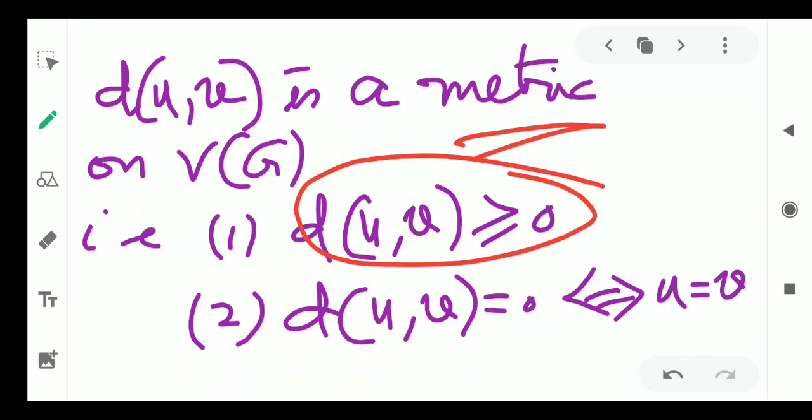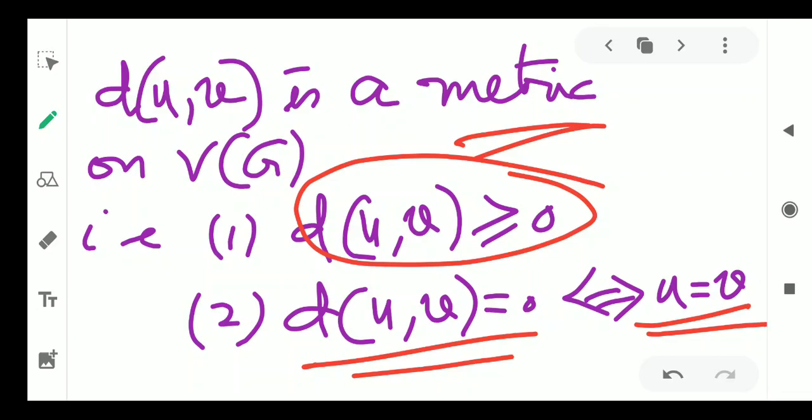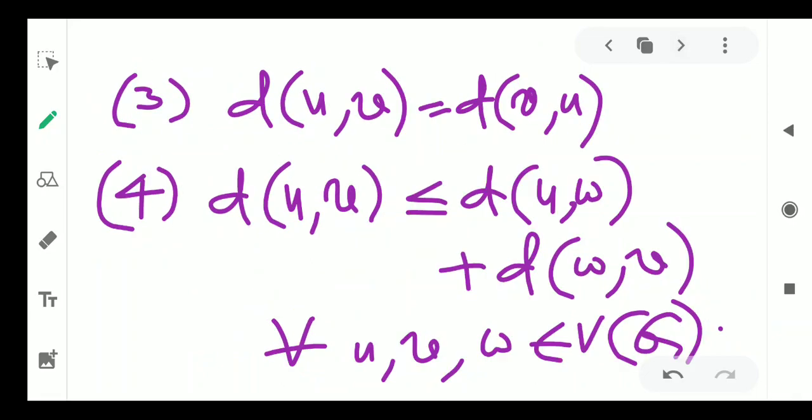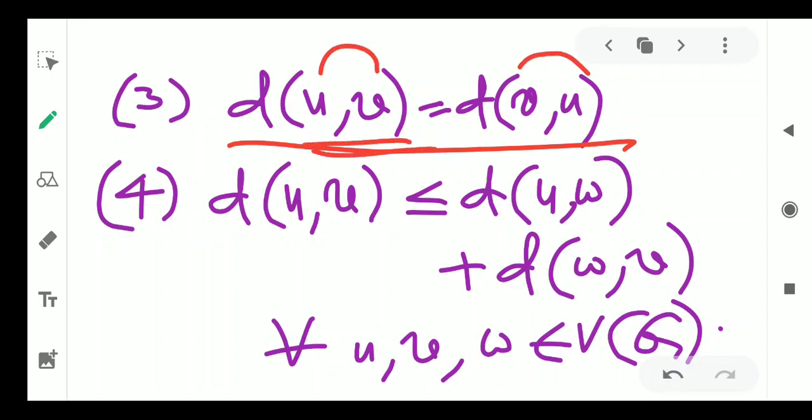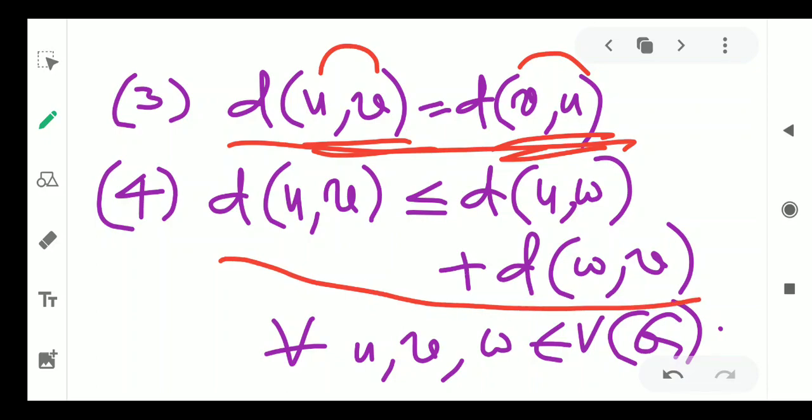Distance between 2 vertices is equal to 0 if and only if u equals v. If the vertex u is the same as the vertex v, then distance between them is 0 because we have a path of length 0. Then symmetry must be there. d(u,v) must be the same as distance from v to u. If there is a uv path, remember there will always be a vu path also. Therefore it is symmetry.